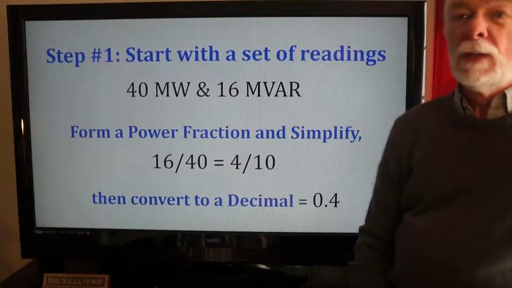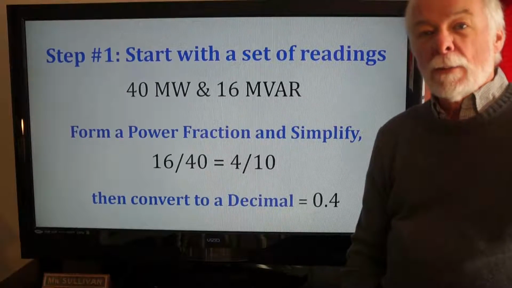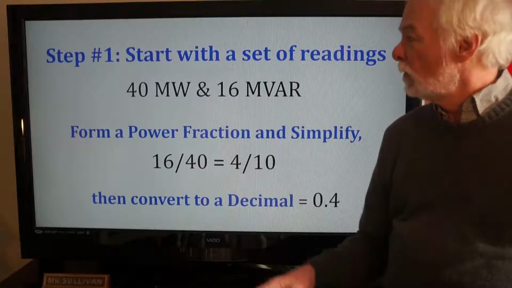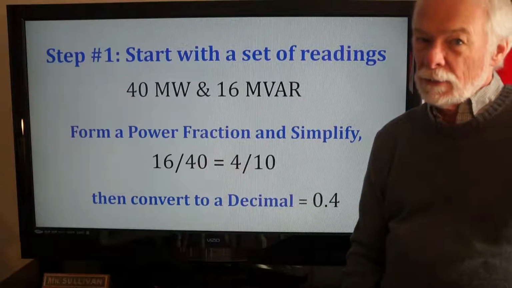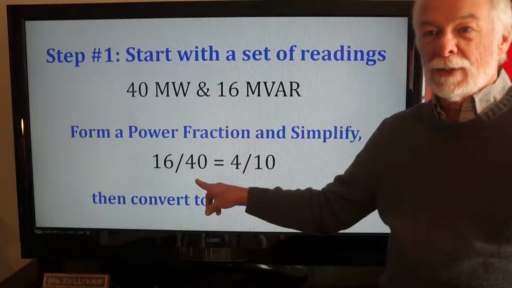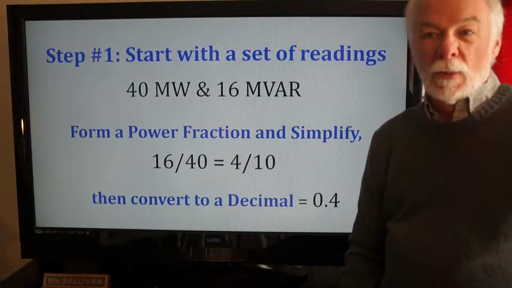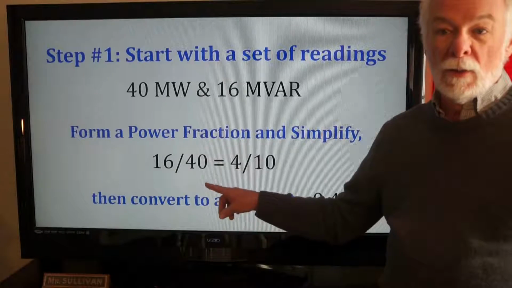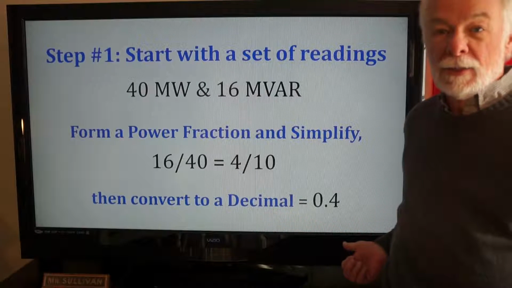Let's jump right into an example to get a feel for this. Step one, we start with a given set of readings, in this case 40 megawatts and 16 megavars, and we'll use those numbers to form a power fraction by putting the smaller number in the numerator and the larger number, the base, in the denominator. The base we'll use again in step 3. For now, we have 16 fortieths, which we'll simplify to 4/10 and then convert to a decimal, which in this case is 0.4.